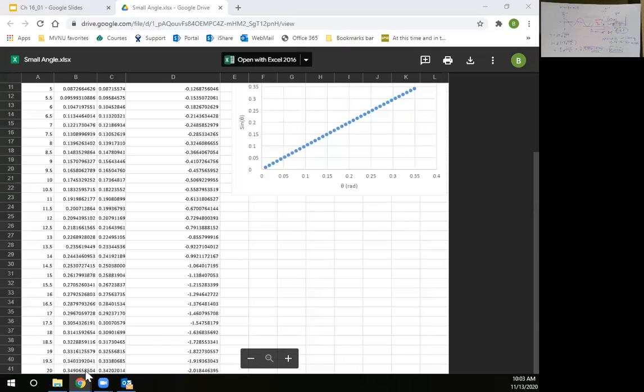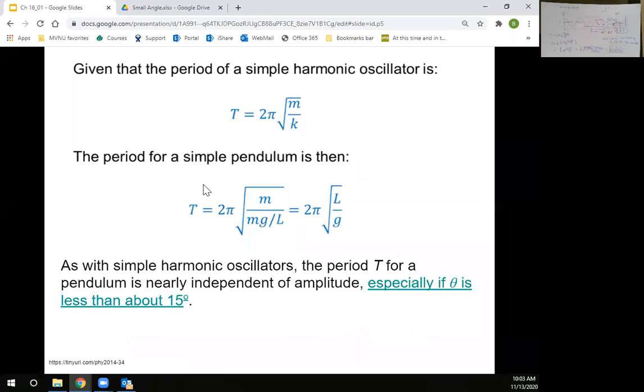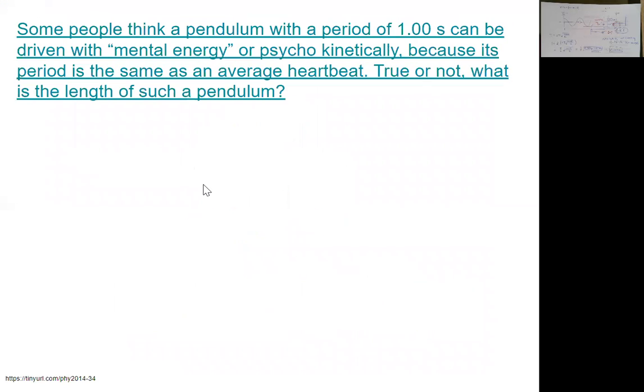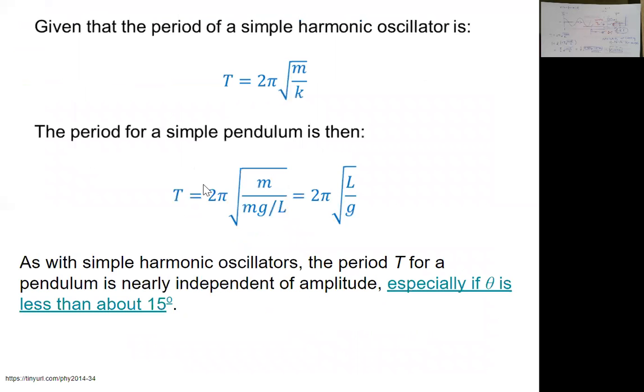If you look closely over here, 0.349, and this is 0.342. Or actually, it's about 3% difference now. So as long as your angle is less than 15 degrees, these two are about 1% difference. As long as your angle is not greater than 15 degrees, then you should expect the small angle approximation to be very accurate. So let's go back to the PowerPoint slide over here.